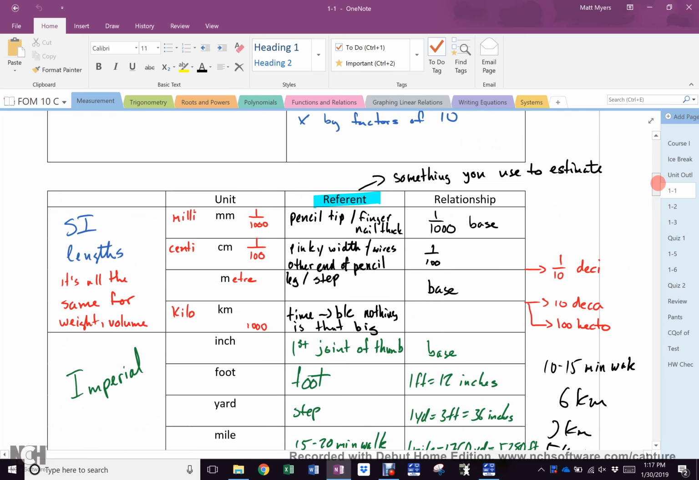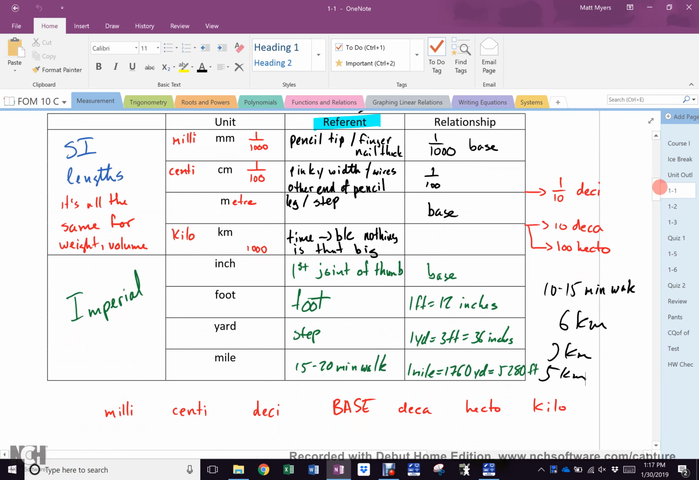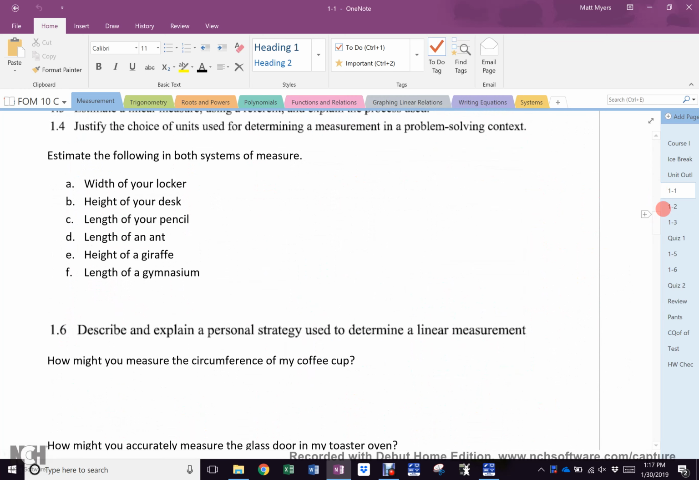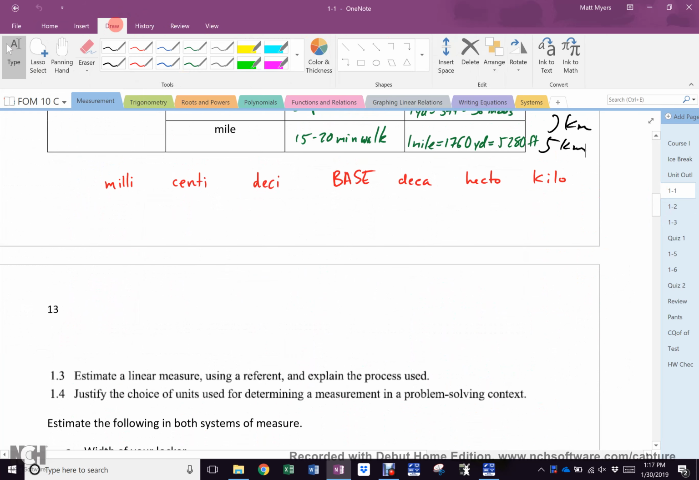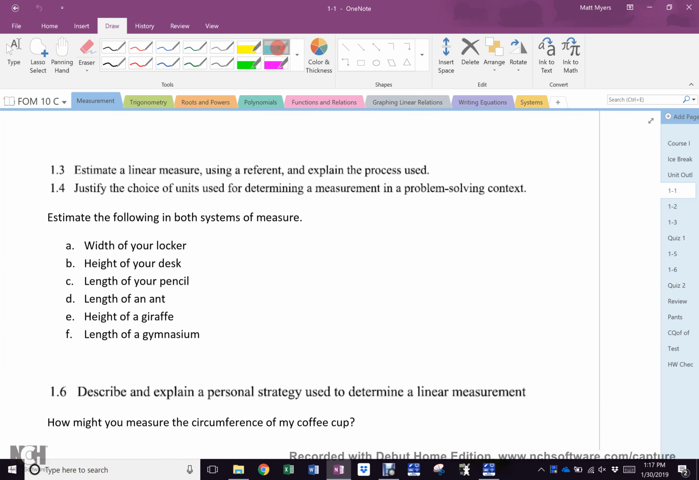What are referents again? Rylan? Yeah, something about the same size as what you're trying to measure, so you can refer to it. So, what I would like for you to do, and you can work with your partner, work with your desk mate, you may move around, I don't care, but I would like for you to give me estimates of all of these things in both the crappy imperial and then in the SI.